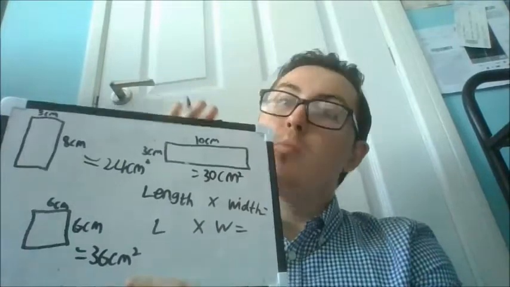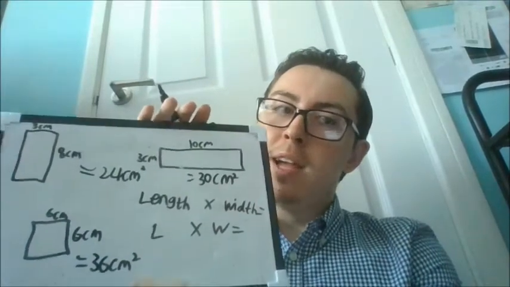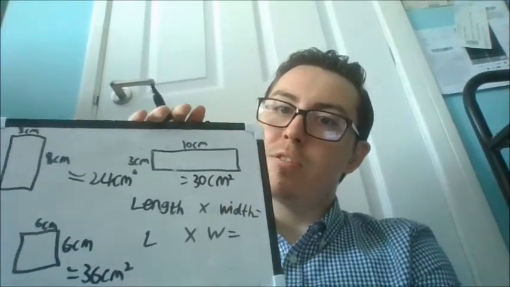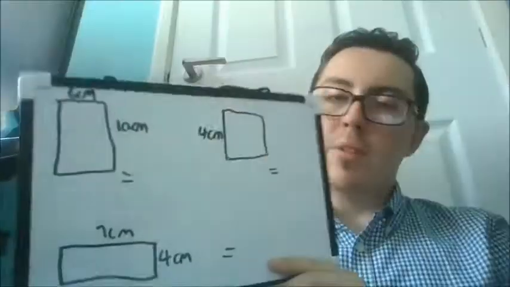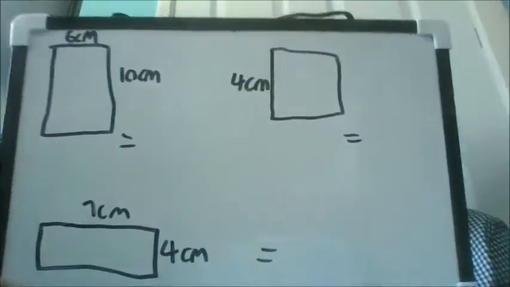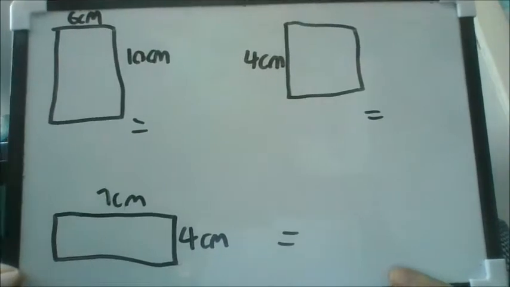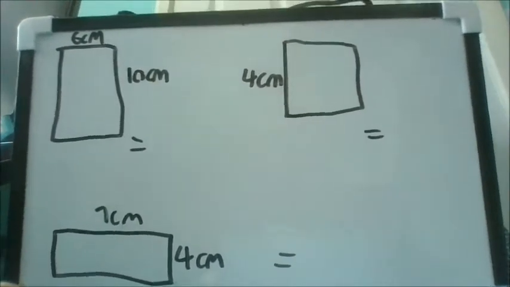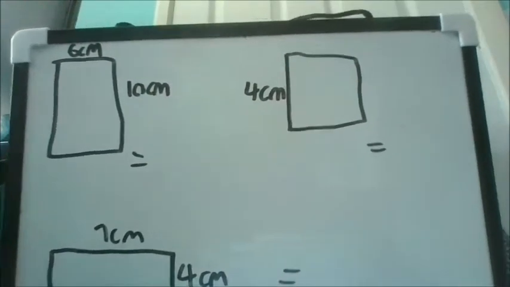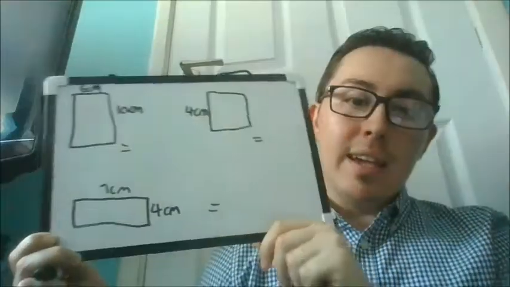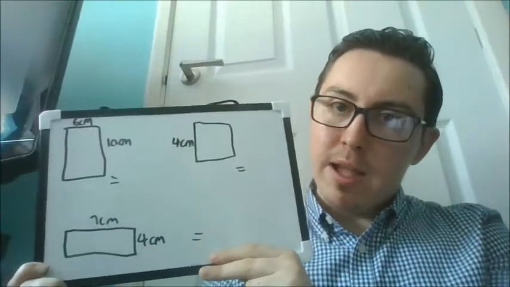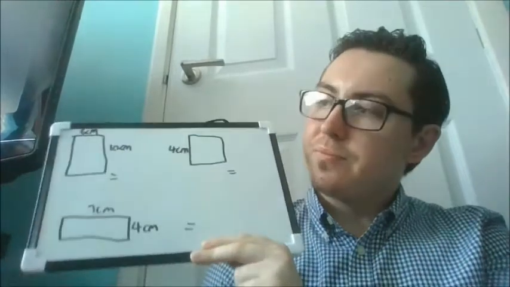Hopefully you understand what area is and how you can work it out. I'm going to give you some questions and we're going to go through the answers now. Okay, here we go. So here's your questions. I'll give you guys 5 seconds. 5, 4, 3, 2, 1. If you haven't done that, pause the video now and we'll go over the answers when you're ready.